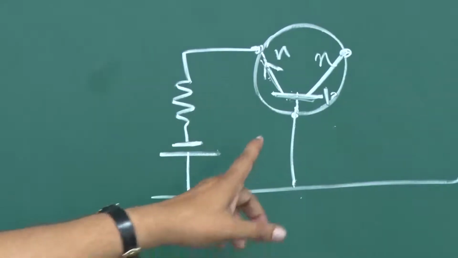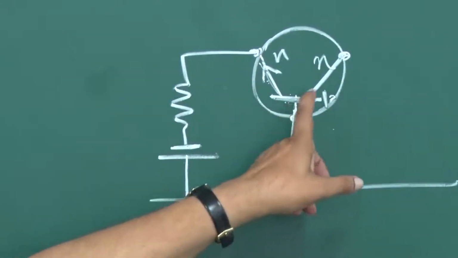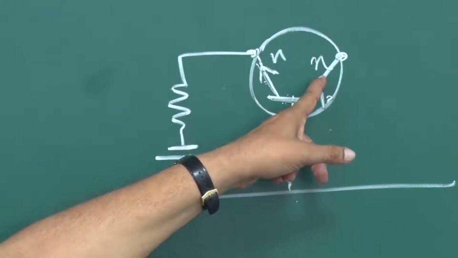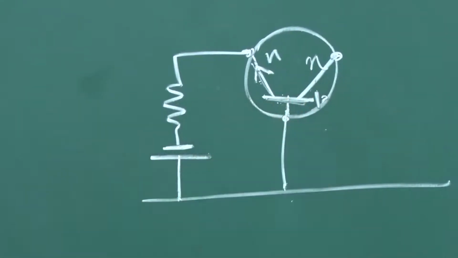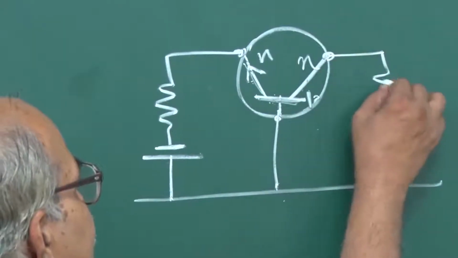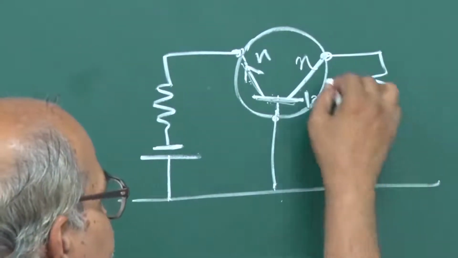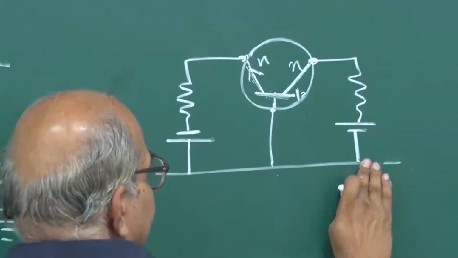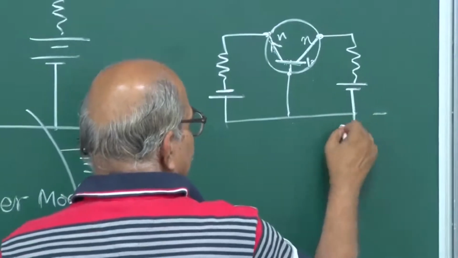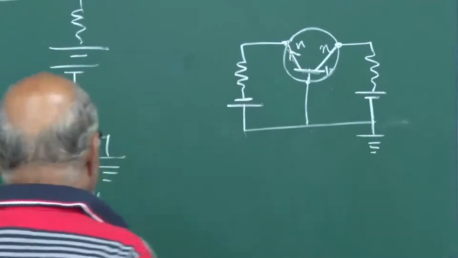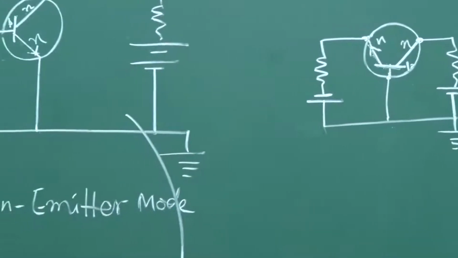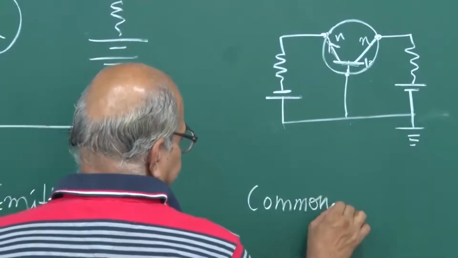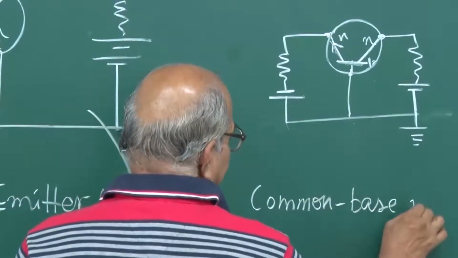On the other side, the base-collector junction should be reverse biased, and this is N. So this N should be at a higher voltage as compared to this, and so if you put a resistance here and a battery here, this should be positive here and negative here. You can call it ground, and so on. So this is common base mode.